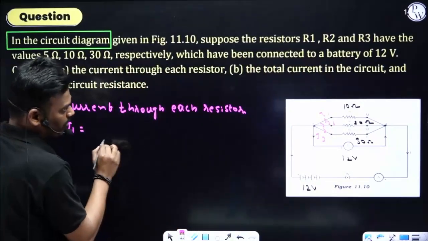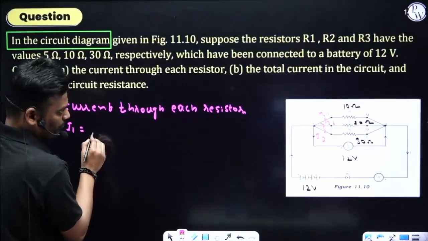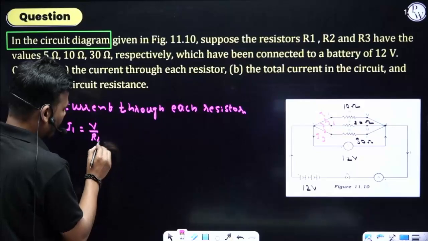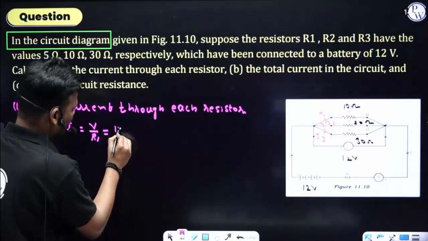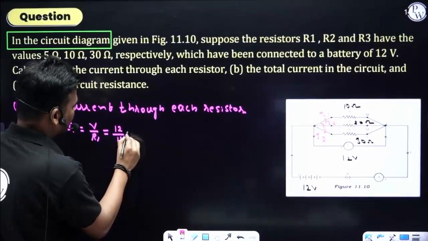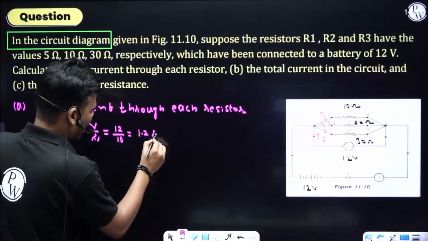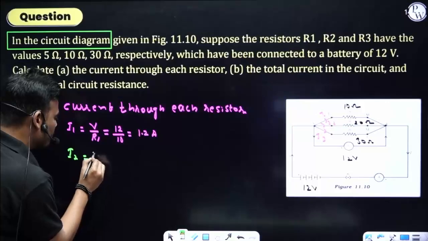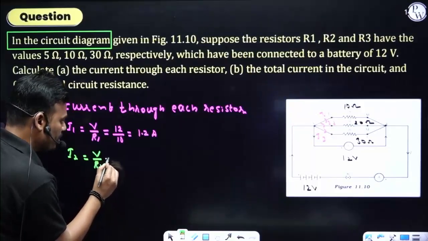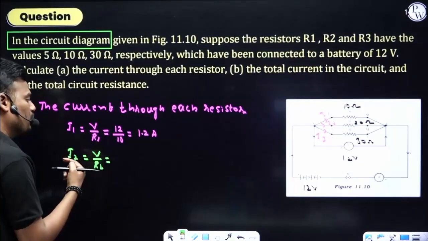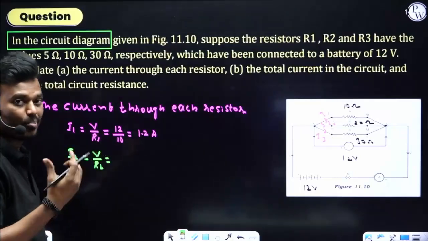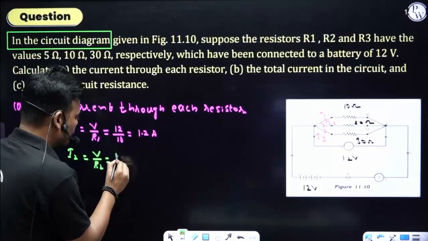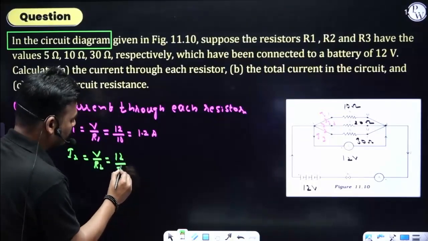As potential difference is the same, the formula will be V divided by R1. Substituting the values, 12 divided by 10, that is 1.2 ampere. Next one, I2, same V divided by R2. Why V? Why don't we use V1 and V2? Because the potential difference in a parallel combination remains the same. And this is 12 divided by R2.